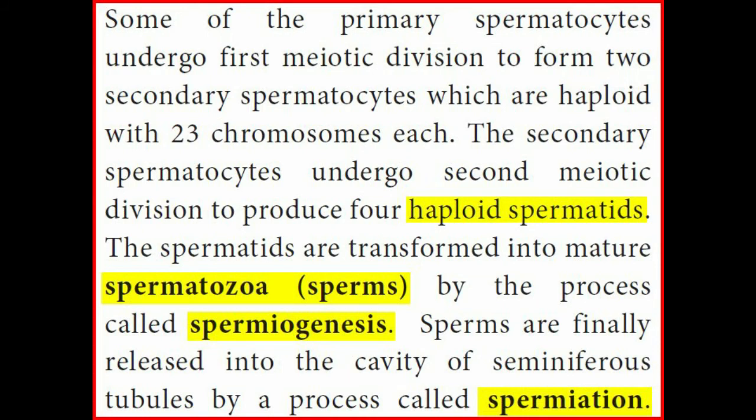spermiation. Okay, children, once again I want to say: spermatogonia changed into primary spermatocyte, then primary spermatocyte changed into secondary spermatocyte, and secondary spermatocyte changed into spermatid. Four haploid spermatids are formed. Those spermatids are later converted into functional sperm by the process called spermiogenesis.